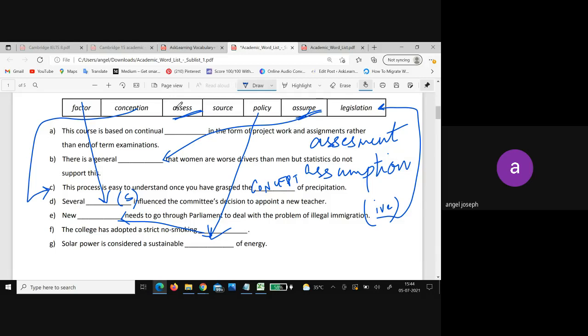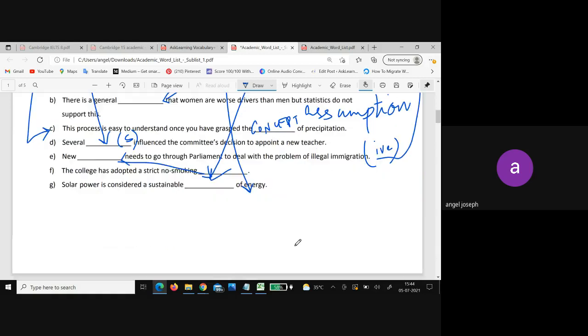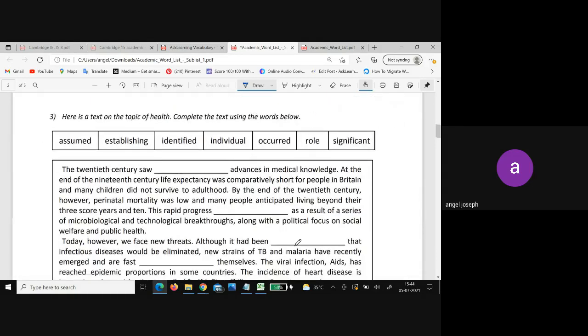Solar power is considered a sustainable source of energy. Again, no change in the last two. So we are all good here. So source of energy. Okay. Let's quickly go on to the next one.